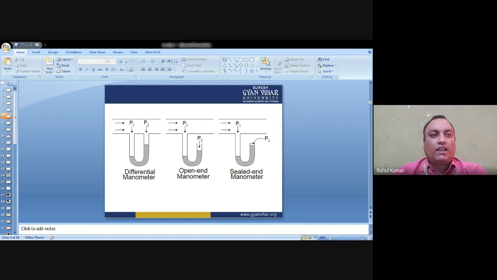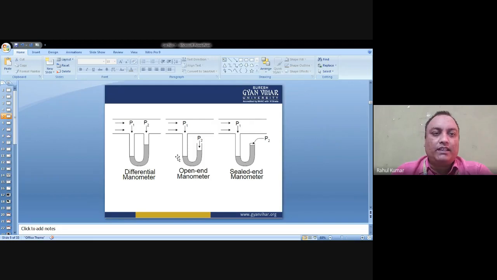As you can see, the open end manometer has one end connected to one point of this pipe, and the other end is open to the atmospheric pressure. So at this point, P2 acts as atmospheric pressure, and this is the internal pressure of the pipe. So you just calculate the difference of elevation.